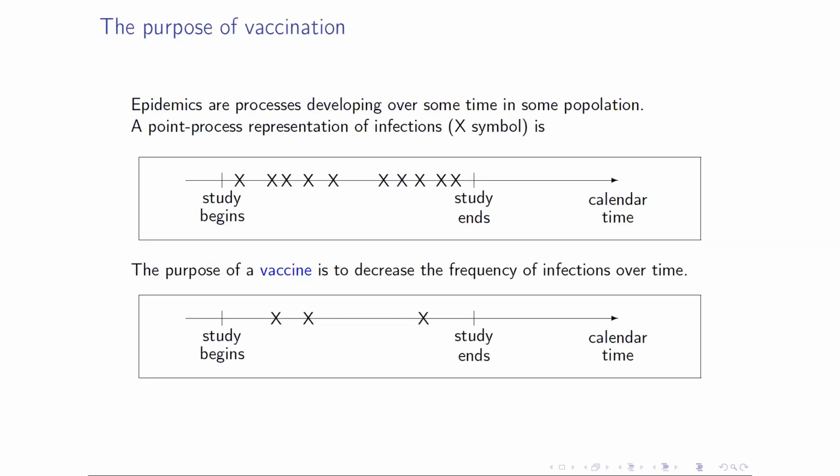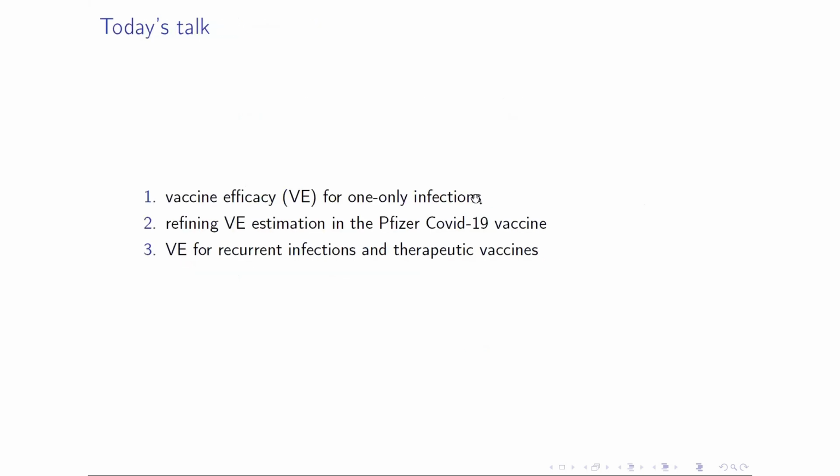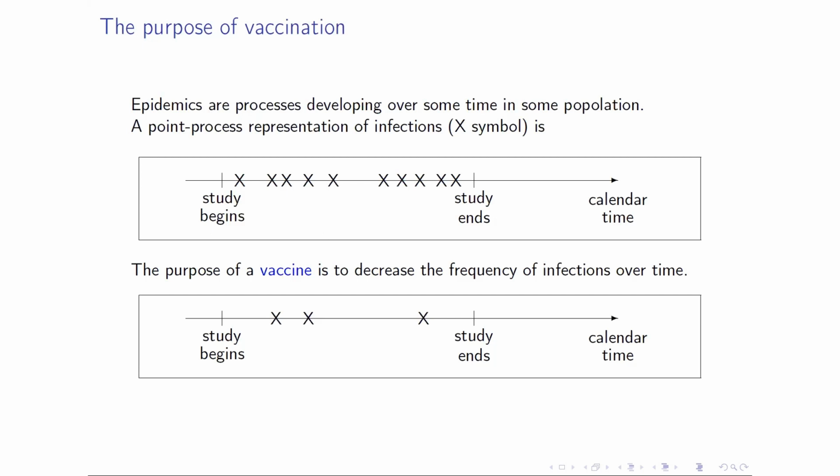Basically, when we have vaccines, when we have epidemics, we have a period of time over which we have infections. Infections here are represented by little x's, like events happening over time. And the purpose of our vaccine simply is to decrease the frequency of infections over time. So if we have many infections, we want fewer infections. That's all. That's as simple as that.